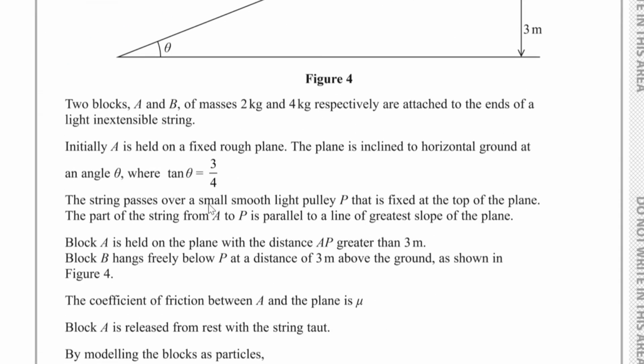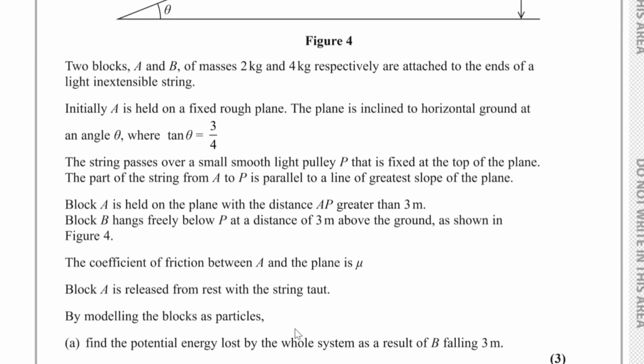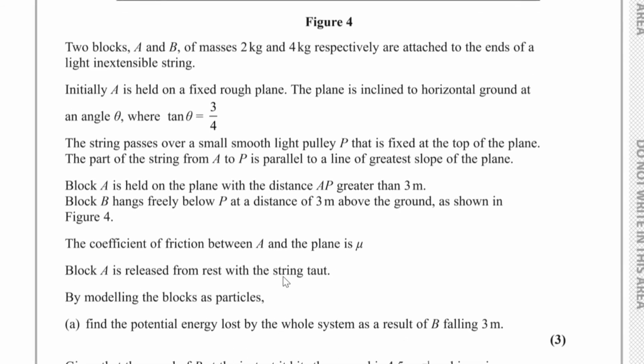Now the string passes over a small smooth light pulley P that is fixed at the top of the plane. The part of the string from A to P is parallel to a line of greater slope of the plane. Block A is held on the plane with the distance AP greater than 3 meters. Block B hangs freely below P at a distance of 3 meters above the ground, as shown in figure 4. The coefficient of friction between A and the plane is mu. Block A is released from rest with the string taut.